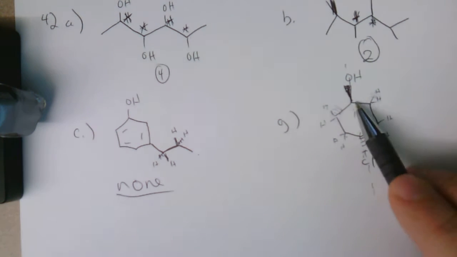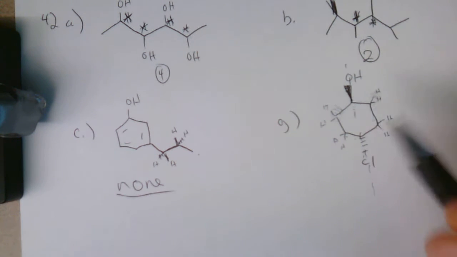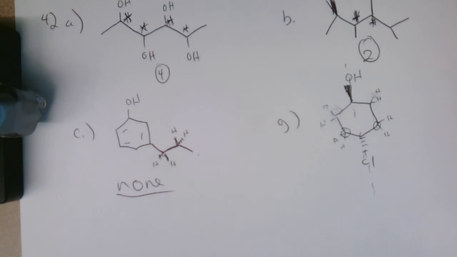carbons are going to be chiral. This one's not chiral, and this one's also not chiral, because then this carbon and this carbon are equivalent to each other. So this one also has none.